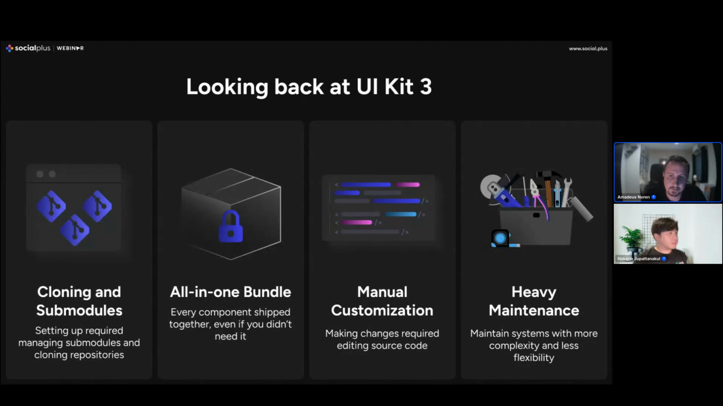Then we also go into manual customization, which is a big thing, making changes, having to edit source code. If you want to change the color as an example, you need to edit it in the source code. So it worked, but it was kind of messy and a bit risky. Sometimes you had to manage forks, or there were maybe merge conflicts. So this brings us to the last point, that customers had to invest more time in maintenance than maybe necessary.